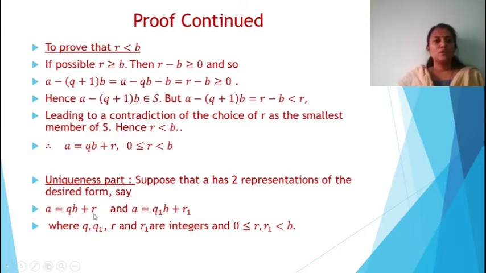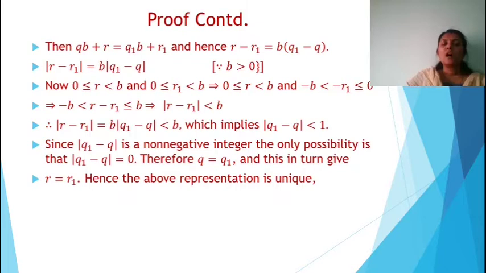Suppose that a has two representations. One is a equal to qb plus r, and the other one is a equal to q1b plus r1, where q, q1, r and r1 are integers, and 0 less than or equal to r, r1 less than b. Then qb plus r is equal to q1b plus r1. The two expressions of a, we can equate. Now we take r1 to the left side. So r minus r1 is equal to q1b minus qb, and here one common term b is there, so b into q1 minus q.